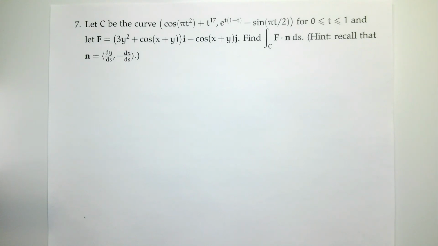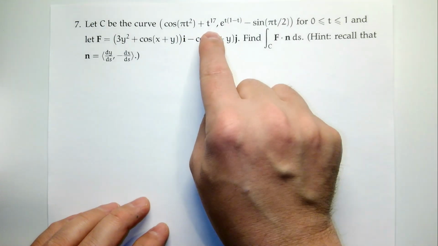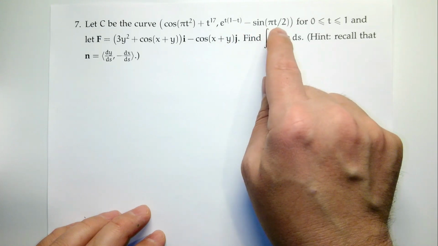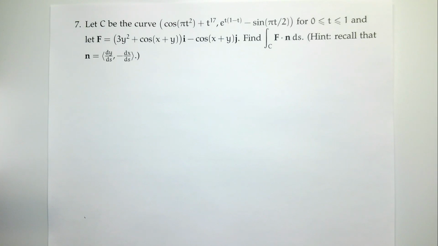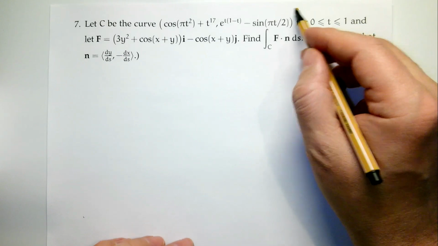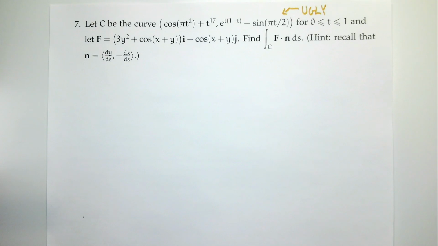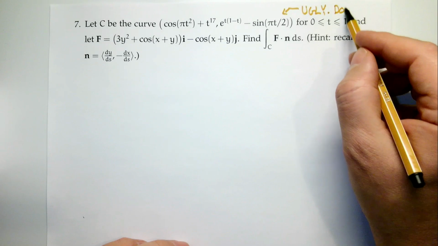So, let C be the curve cosine of pi t squared plus t to the 17th, comma, e to the t times 1 minus t minus sine of pi t over 2, where t goes from 0 to 1. All right. Now, you might notice something about this curve. There's a technical description we have for this, and it's called ugly. Now what that means is that this is a curve that's very unpleasant to work with. So that really is a sign, and the sign is don't use it.